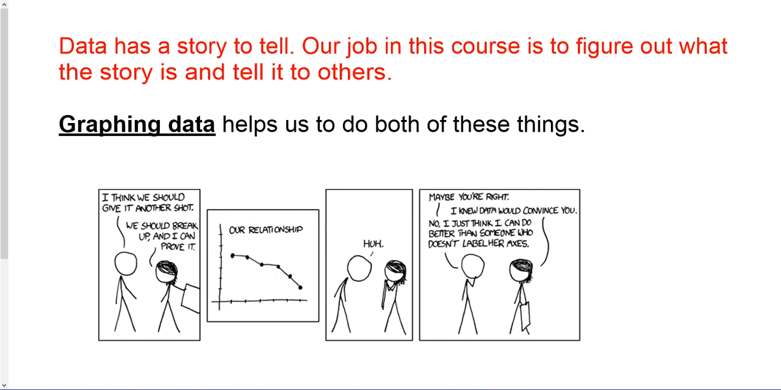I think we should give it another shot, says the guy here. We should break up and I can prove it, counters his girlfriend. She shows him a graph of their relationship, which seems to be in a downward trend. He says, huh? And yeah, he says, maybe you're right. She says, I know data would convince you. And he says, no, I just think I can do better than someone who doesn't label her axes. So a bit of a graph making burn there. So yeah, always remember to label your axes.